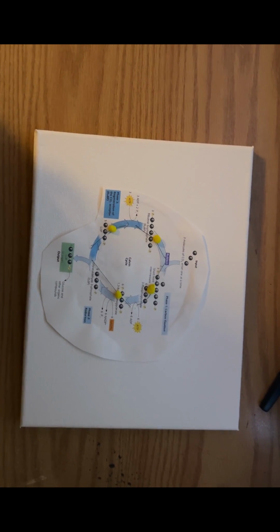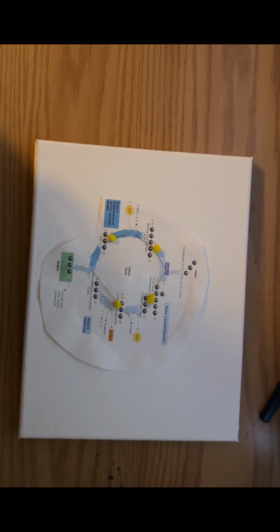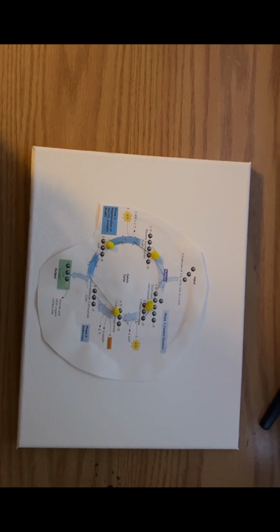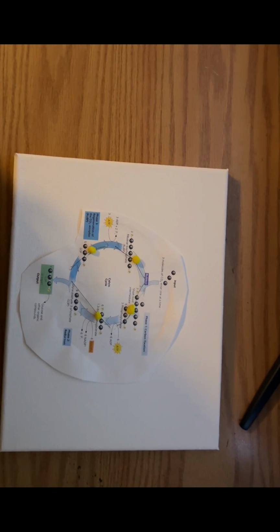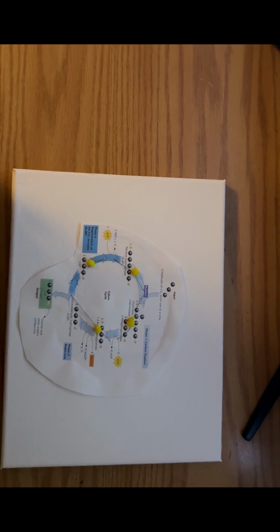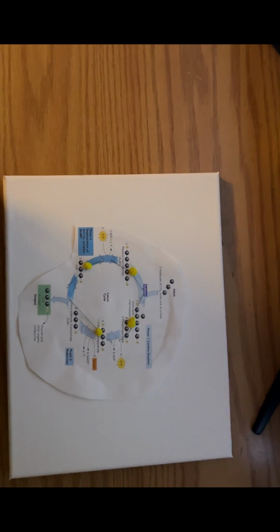The ADP and NADP+ that the cycle produces are sent back to the light-dependent reaction and get turned into ATP and NADPH. And then the G3P that the cycle forms can be turned into glucose or other organic compounds the plant needs.